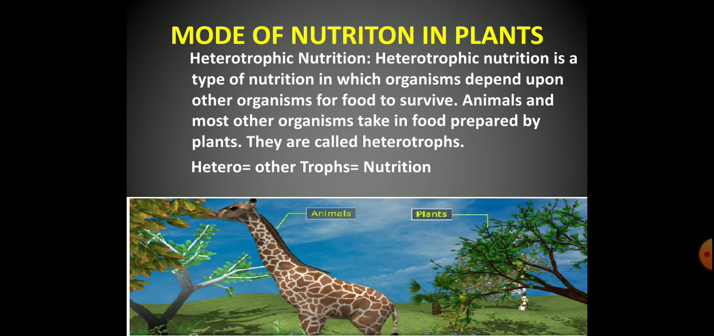Heterotrophic mode of nutrition. Heterotrophic mode of nutrition is a type of nutrition in which organisms depend upon other organisms for food to survive. Animals and most other organisms take in food prepared by plants. They are called heterotrophs. Hetero is equal to other and troph is equal to nutrition. So basically, heterotrophic mode of nutrition is a type of nutrition in which animals and humans like us depend upon plants and eat the food prepared by them. So we are known as heterotrophs.